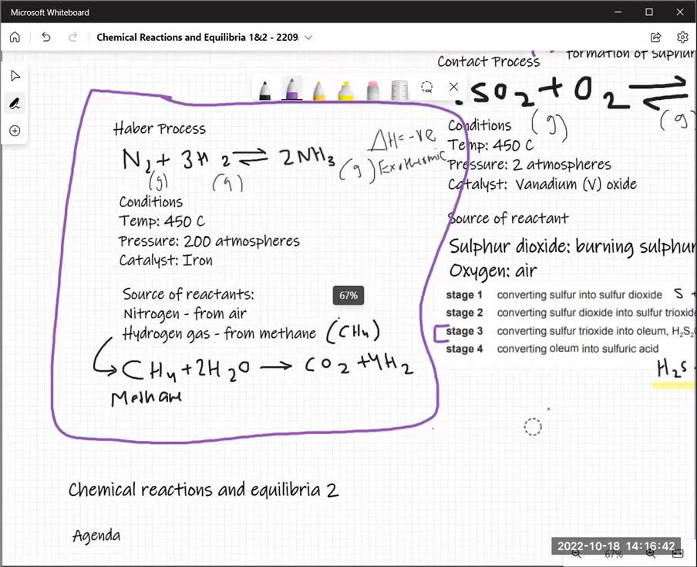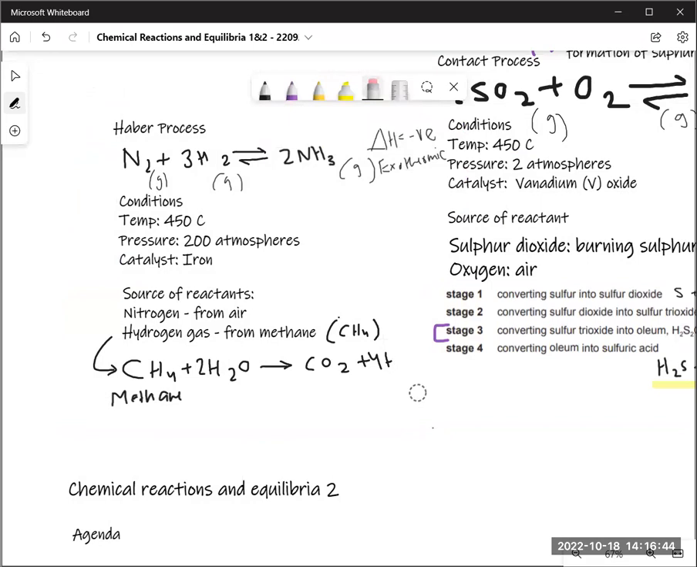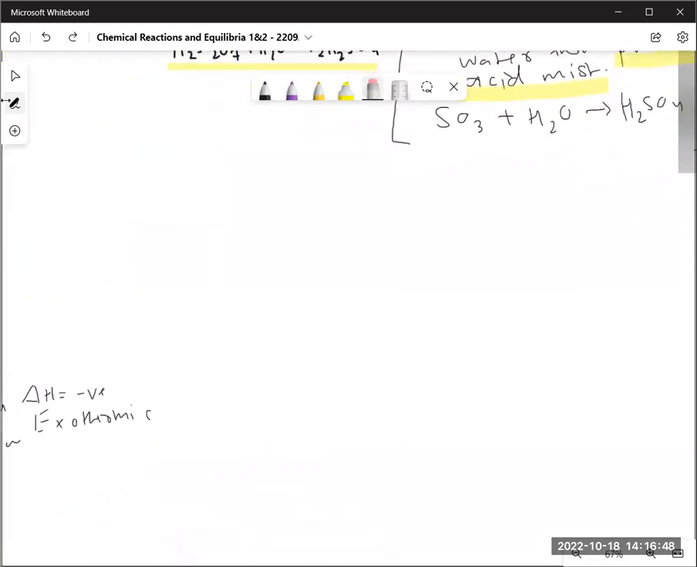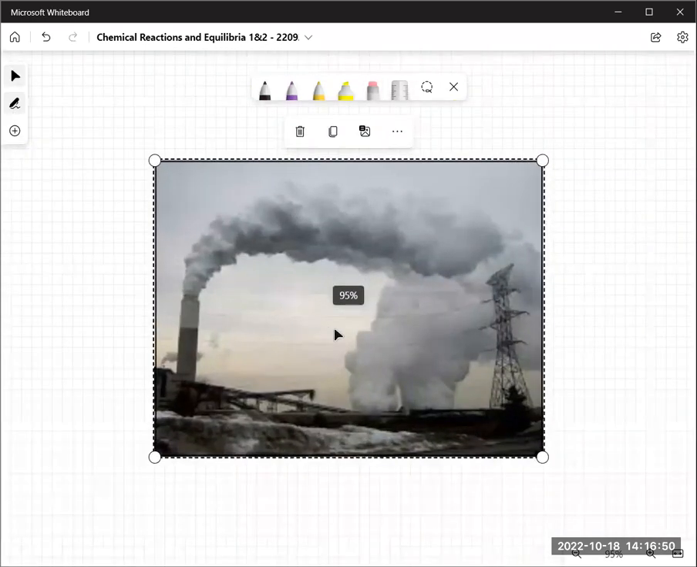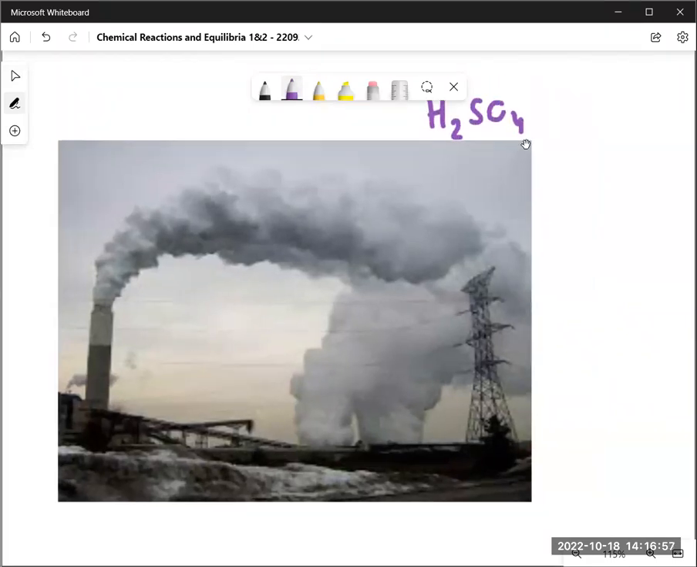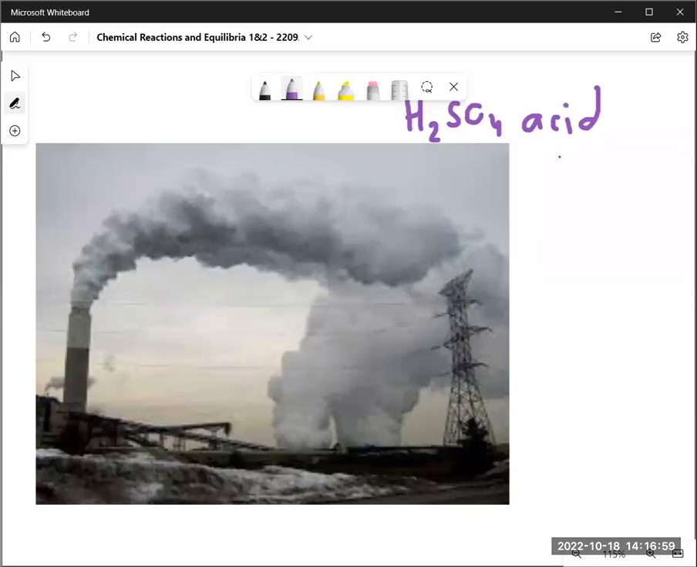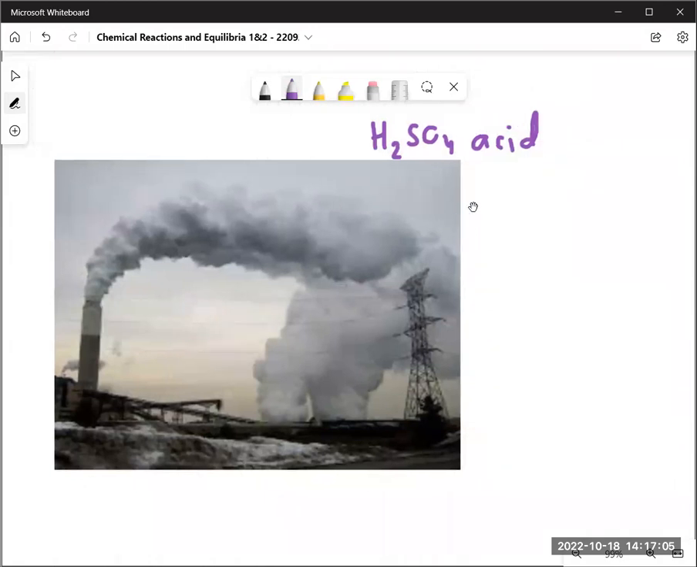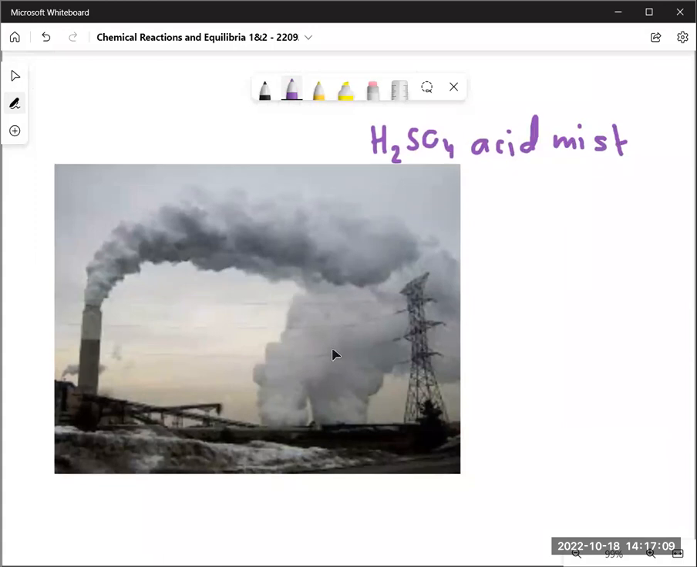Now, before you write that, look at this. This is acid mist, this H2SO4 acid mist. This acid mist can destroy plants, destroy crops. It can cause skin irritation and everything. And that is why we don't do this. We don't add it directly to water.